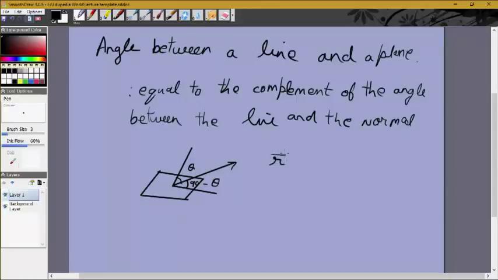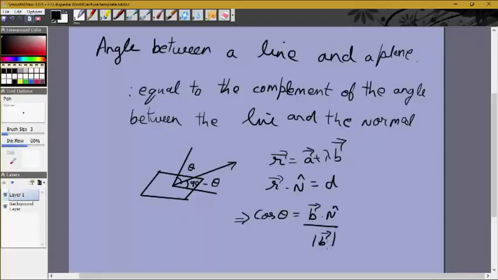Let's say the line is given to us to be r is equal to a plus lambda b, and the plane is given to us to be r dot n cap is equal to d. From that, what we can get is cos theta, which is b dot n cap by mod b, since mod n cap is once again 1. So this is the angle theta. We want 90 minus theta. Let's call this alpha. So if this is cos theta, this is sine of alpha. From that, what we get is alpha is equal to sine inverse of b dot n cap by mod b.